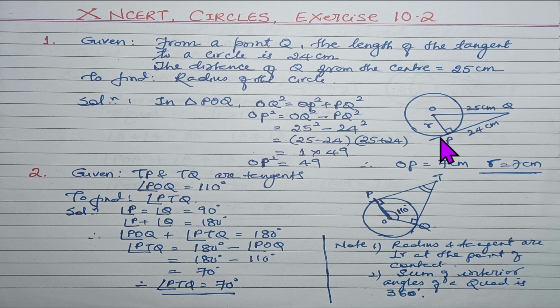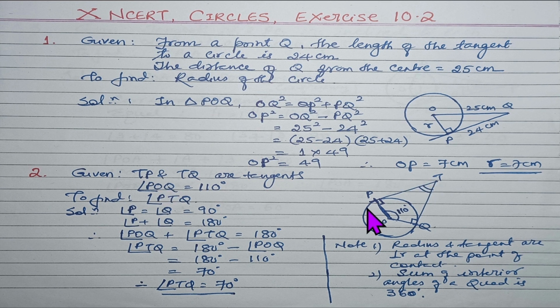That means apply Pythagoras theorem to this right angle triangle. OP square is nothing but r square. So r square is equal to OQ square minus PQ square, that is 25 square minus 24 square, and that is 49. So OP square is 49, or OP is equal to square root of 49, and therefore OP is 7 centimeters, therefore the radius is 7 centimeters. A very simple example. Now let us go to the next example.